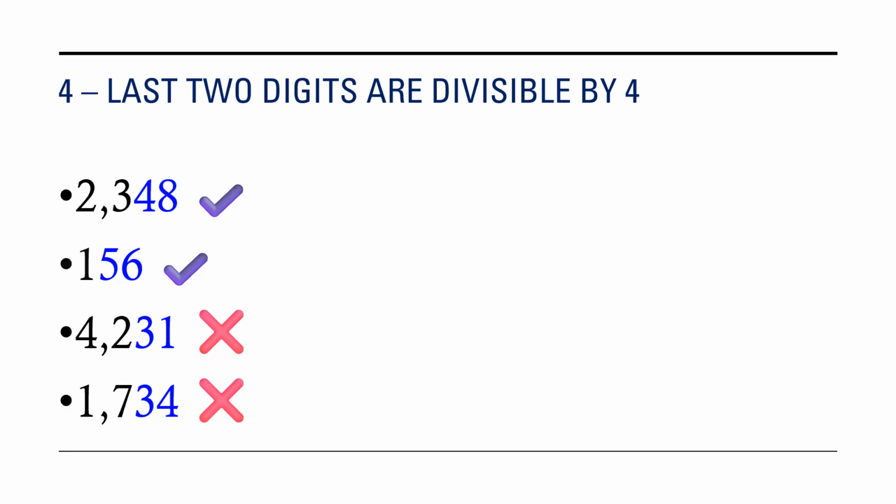For 156, well, 56 is divisible by 4 because 56 is divisible by 8, so therefore it must be also divisible by 4. For 4,231, 31 is not divisible by 4, so therefore the whole thing is not divisible by 4. And 1,734, even though 34 is even, and even though it ends with the number 4, I have to look at the 34. 34 is not divisible by 4, so therefore 1,734 is not divisible by 4.